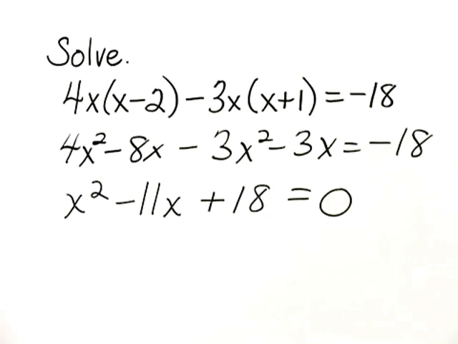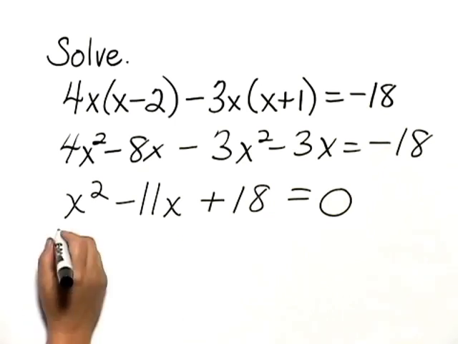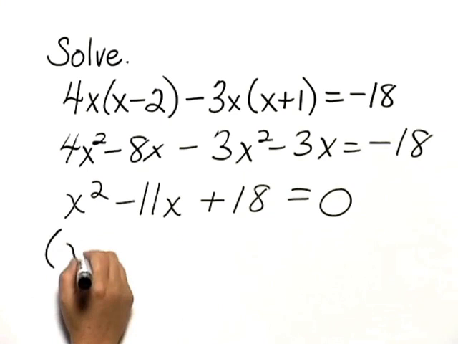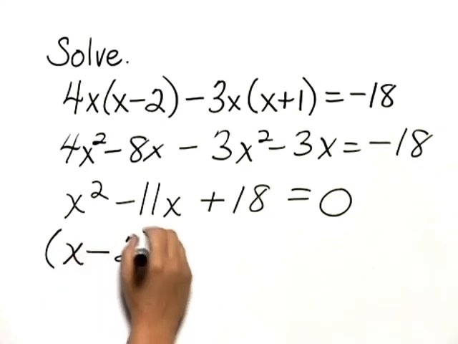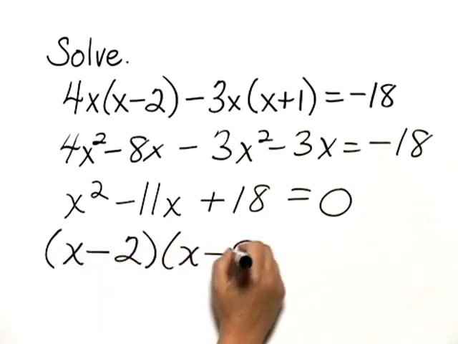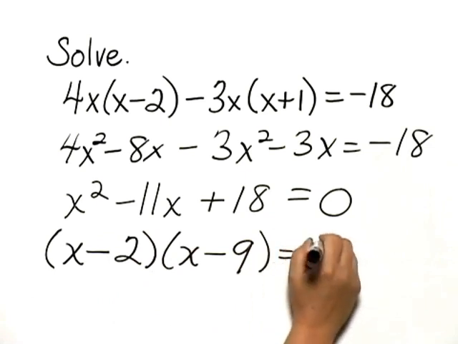We have a quadratic equation, and we can factor this one. So let's factor and use the principle of zero products. That gives us x minus 2 times x minus 9 equals 0.